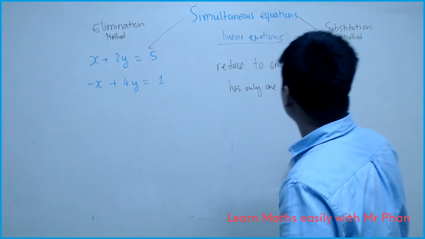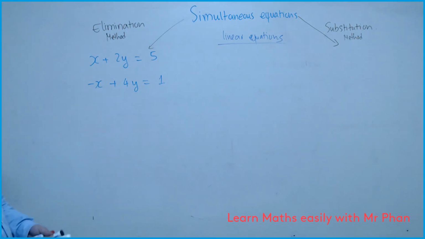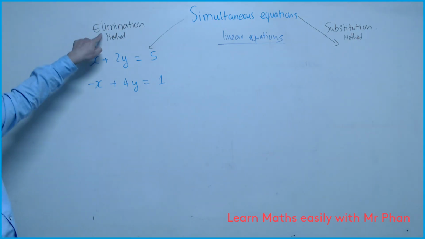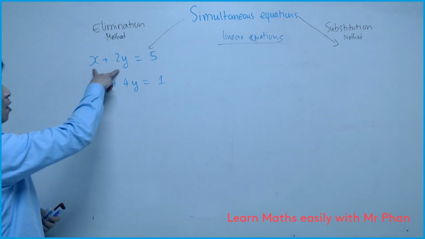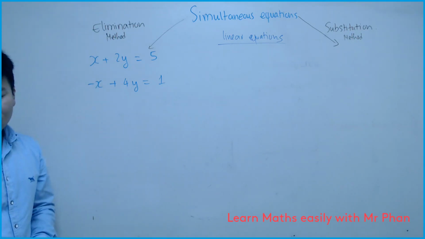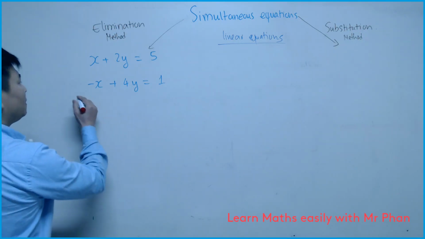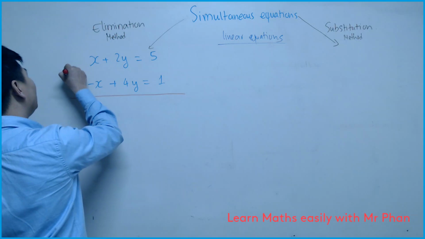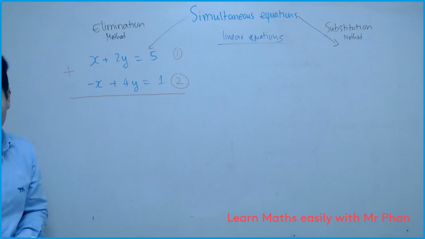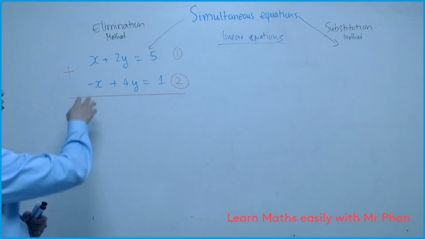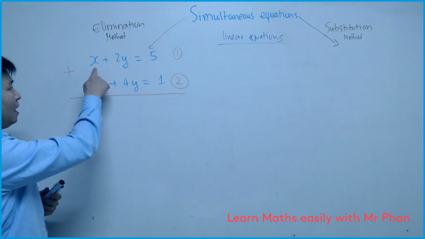Okay, let's go. I start with this one. Now you see the name, elimination. This name tells you what you have to do. You have to eliminate. So I have two variables here, x and y, and I have to eliminate one variable. I call this equation 1 and this equation 2, I just name them. So what happens if I add them together? In this case, if I add them together, I eliminate x.